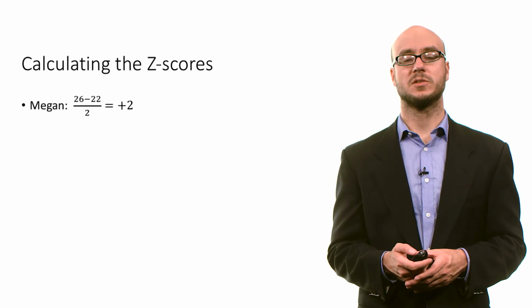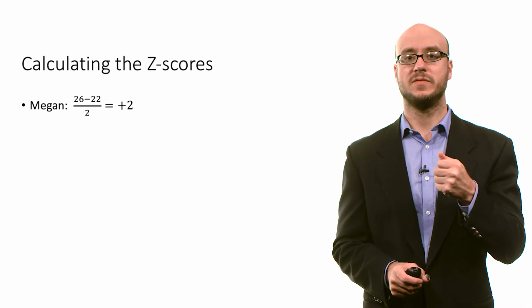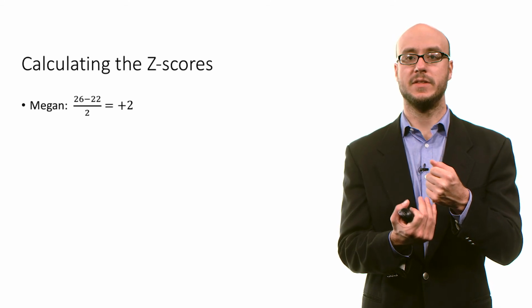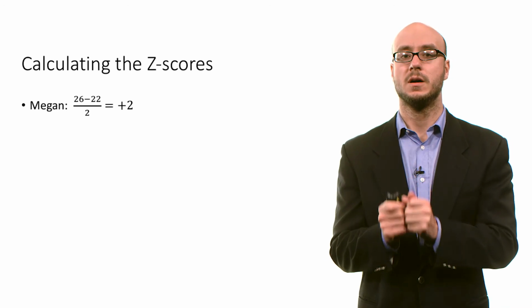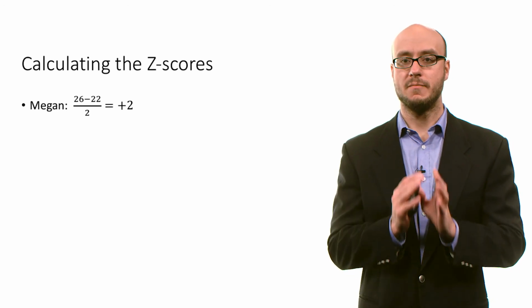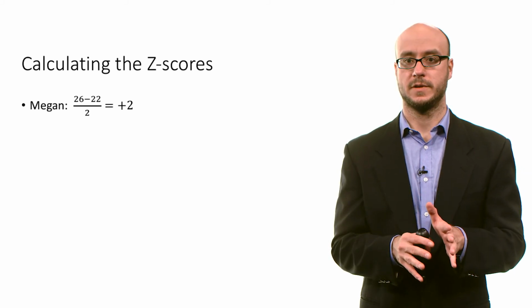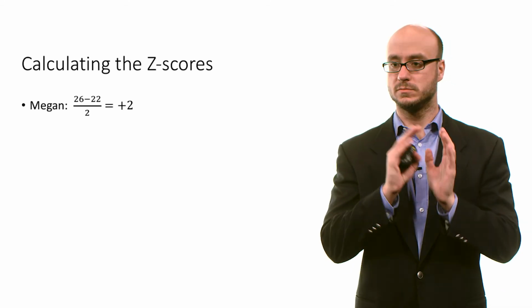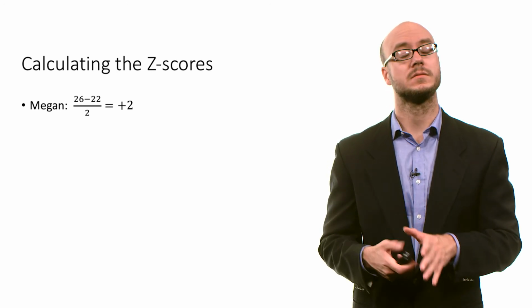So let's calculate z-scores for both of these students. For Megan, we take her raw x value of 26, subtract out the mean for ACT, and then divide by the standard deviation of the ACT score. And then we get a z-score of +2. What that tells us is that Megan scored 2 standard deviations above the mean. That's why we like z-scores, because it's a very handy way of instantly seeing that she's above the mean. She did pretty well on the ACT test.